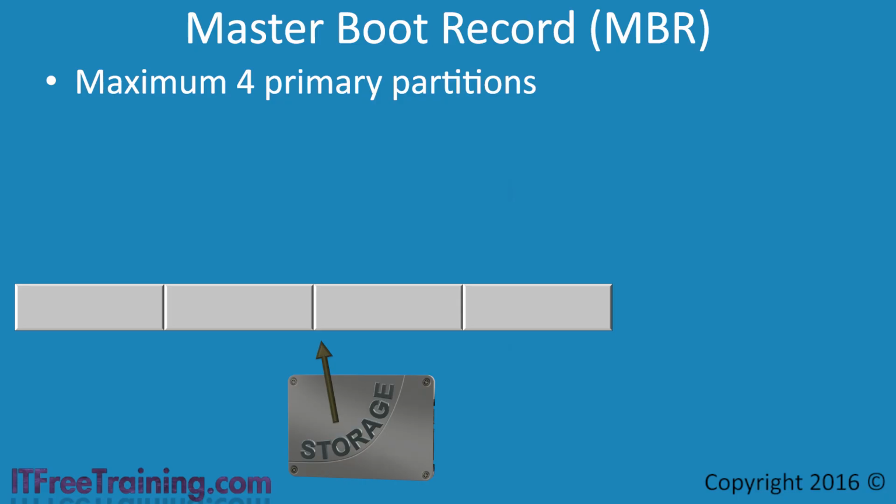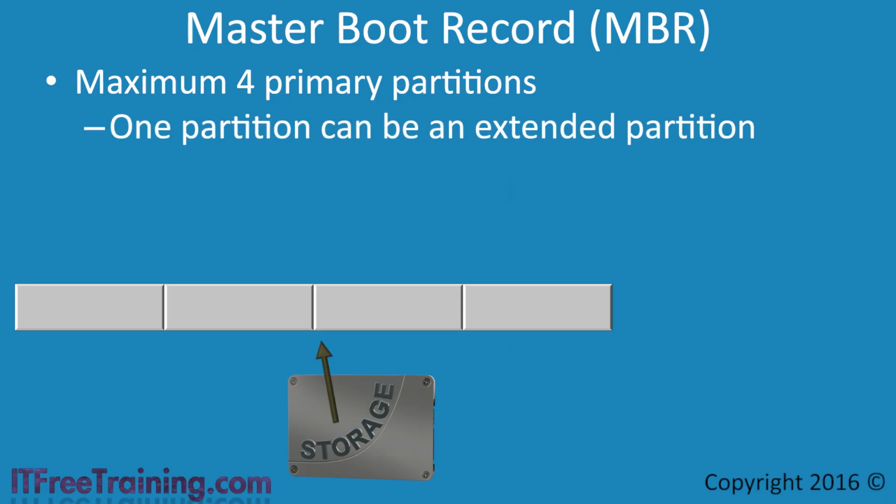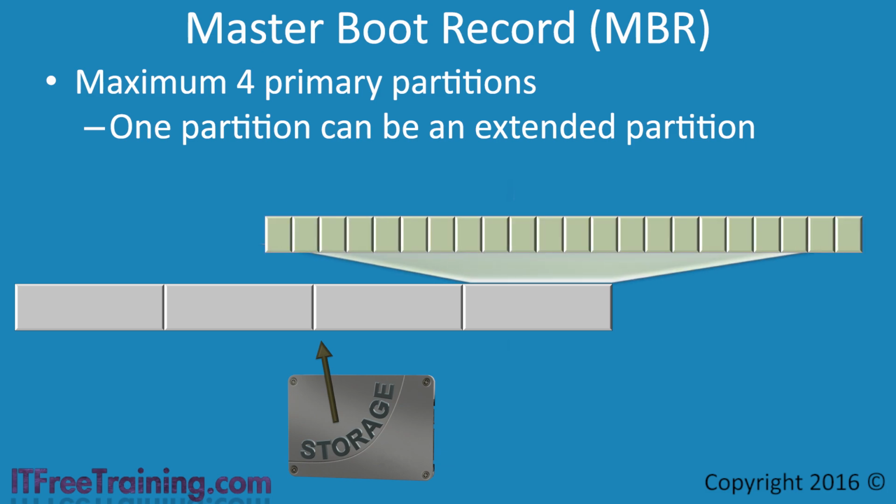However, in some rare cases, more than 4 partitions are required. When this is the case, one of the primary partitions can be changed to an extended partition. In the DOS days, this extended partition could hold 23 partitions. This was a limitation of DOS since it could only support 26 drive letters. On modern Windows operating systems, the administrator can create as many extended partitions as they wish.